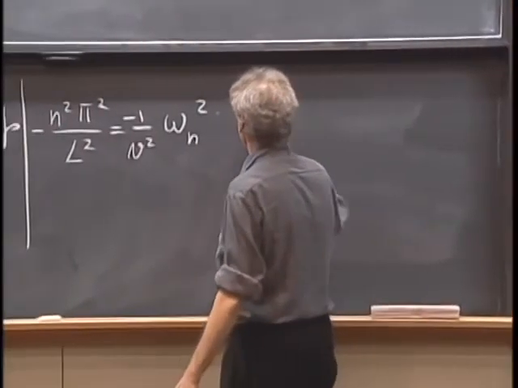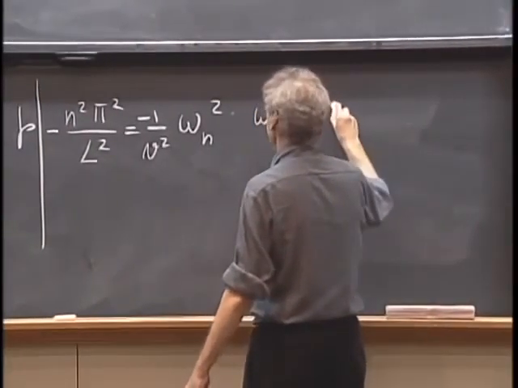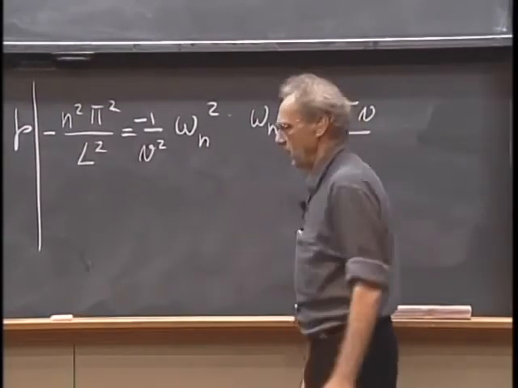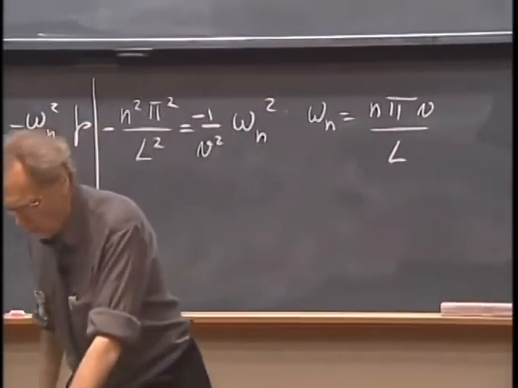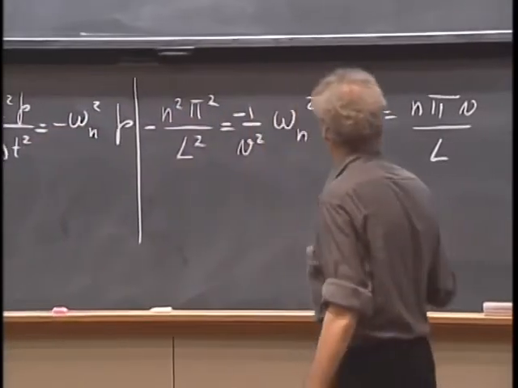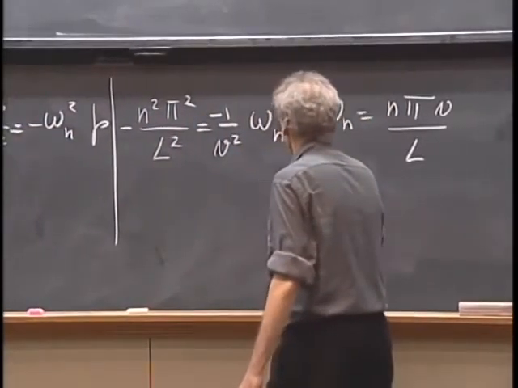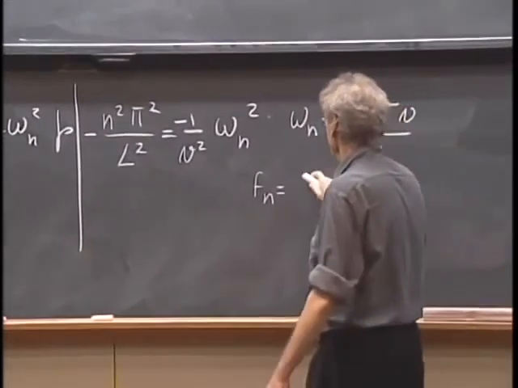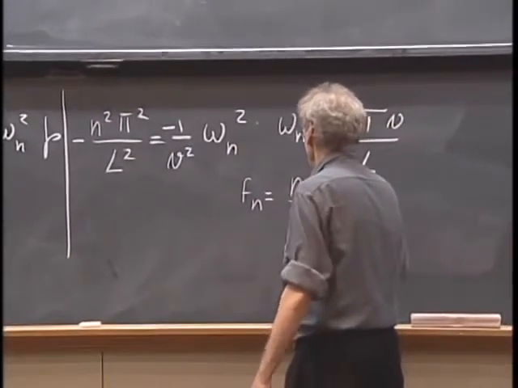Omega n is now n pi times v divided by L. That follows from the wave equation. And if you prefer the frequency in hertz, then you have to divide this by 2 pi, so you get nv divided by 2L.